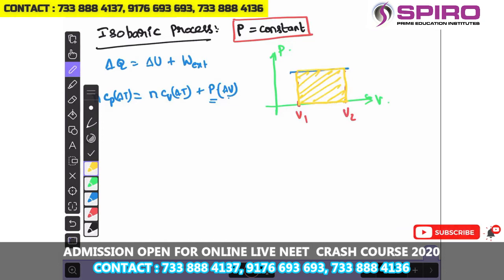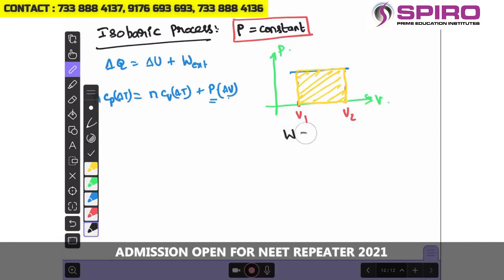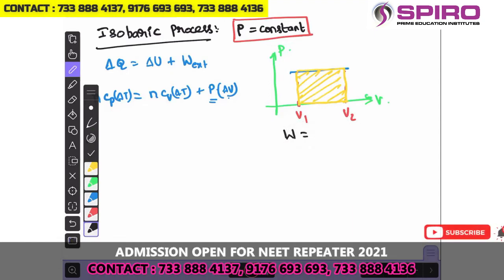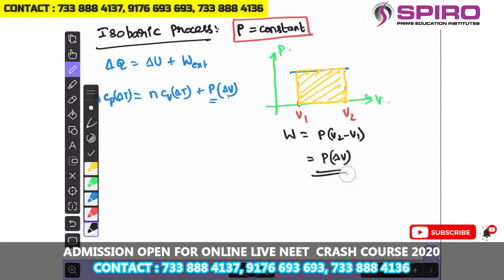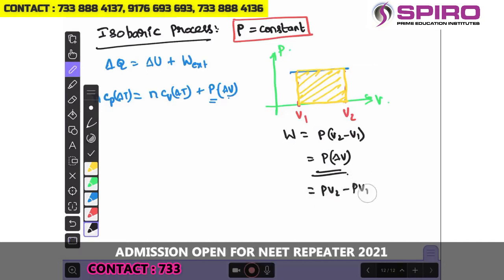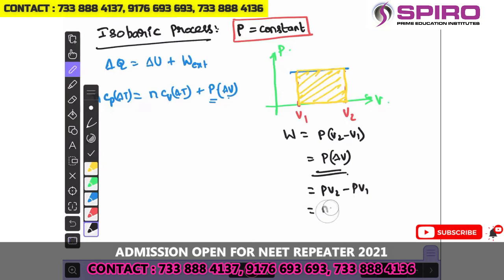That is the isobaric work done, so the work can be written as P into delta V, that is P into V2 minus V1. Being a constant pressure process, the work done can be calculated like this. And how do you write P into delta V? That will be PV2 minus PV1. How can you write PV2? nRT2 minus nRT1.